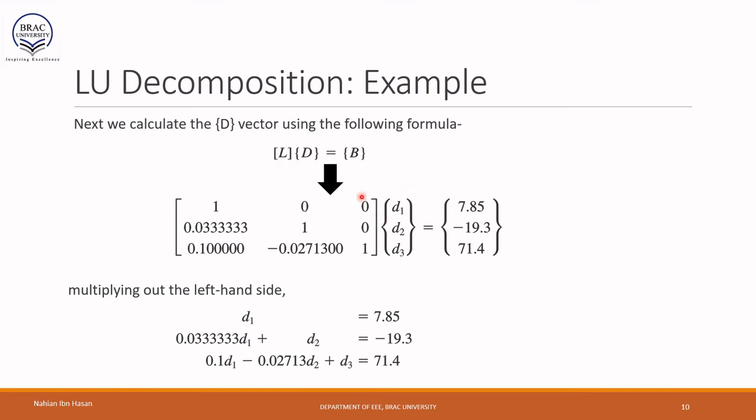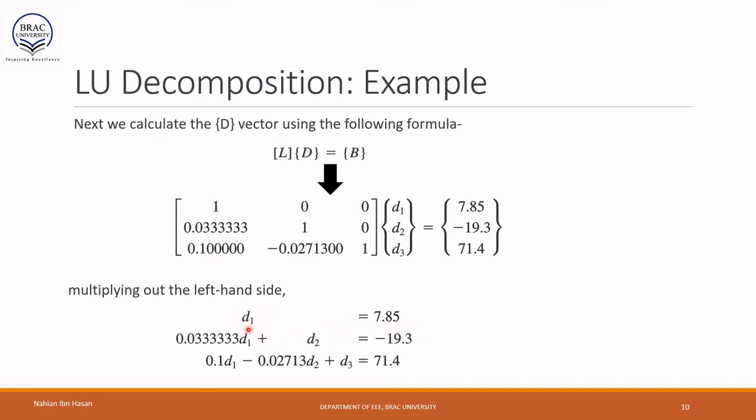So our L matrix, the lower triangular matrix, looks like this, and this is the intermediate solutions, and this is the B constant vector. If you multiply with matrix multiplication, you can easily form these three equations from this matrix equation. So look at the first equation. In the first equation, we only have the d1 term. So d1 is directly obtained here, which is d1 equal to 7.85.